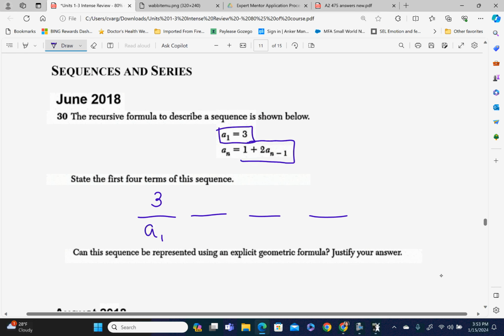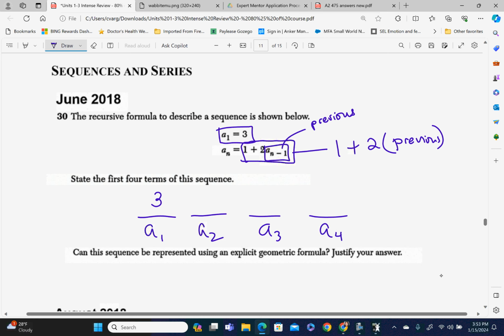Now I'm going to follow my rule, right? The rule says I do 1 plus 2 times, and then this a sub n minus 1 thing is just code for whatever the previous number is. Watch what I mean. This is 2 times previous. This is my rule. I just decoded my rule. So to get A2, A3, and A4, let's start with A2 first. I do 1 plus 2 times whatever my previous number is. This number is going to be 3, right? I'm going to take my 3 and plug it in here. What is 1 plus 2 times 3?